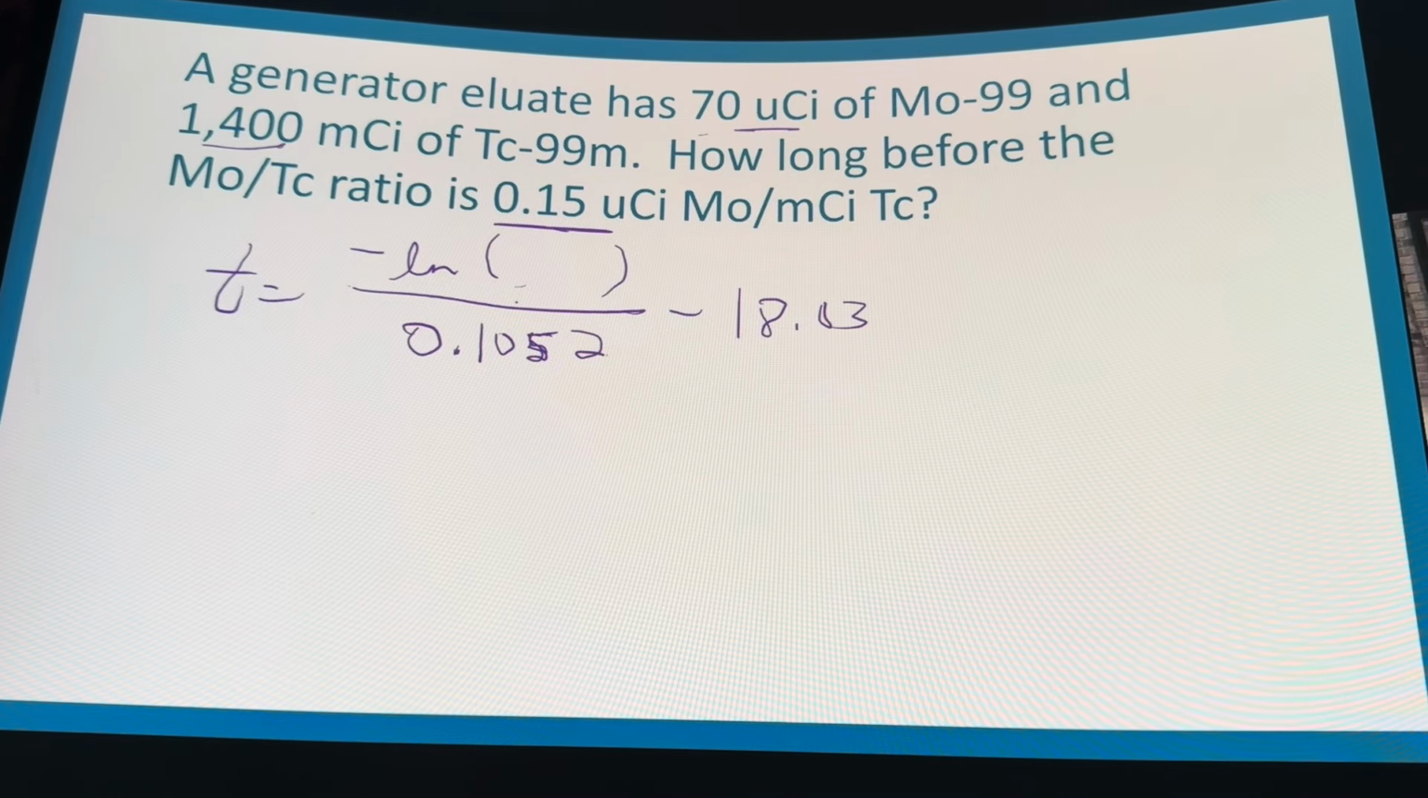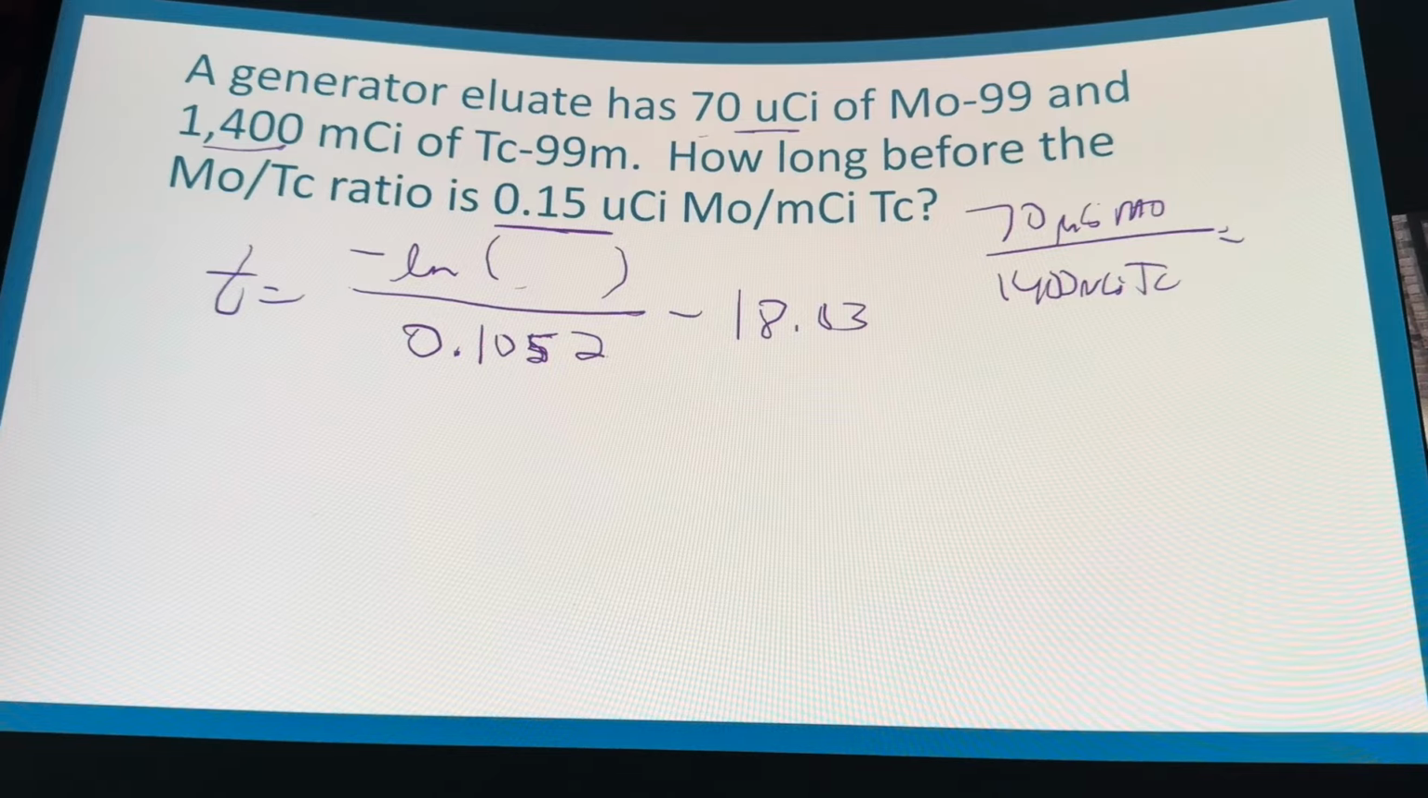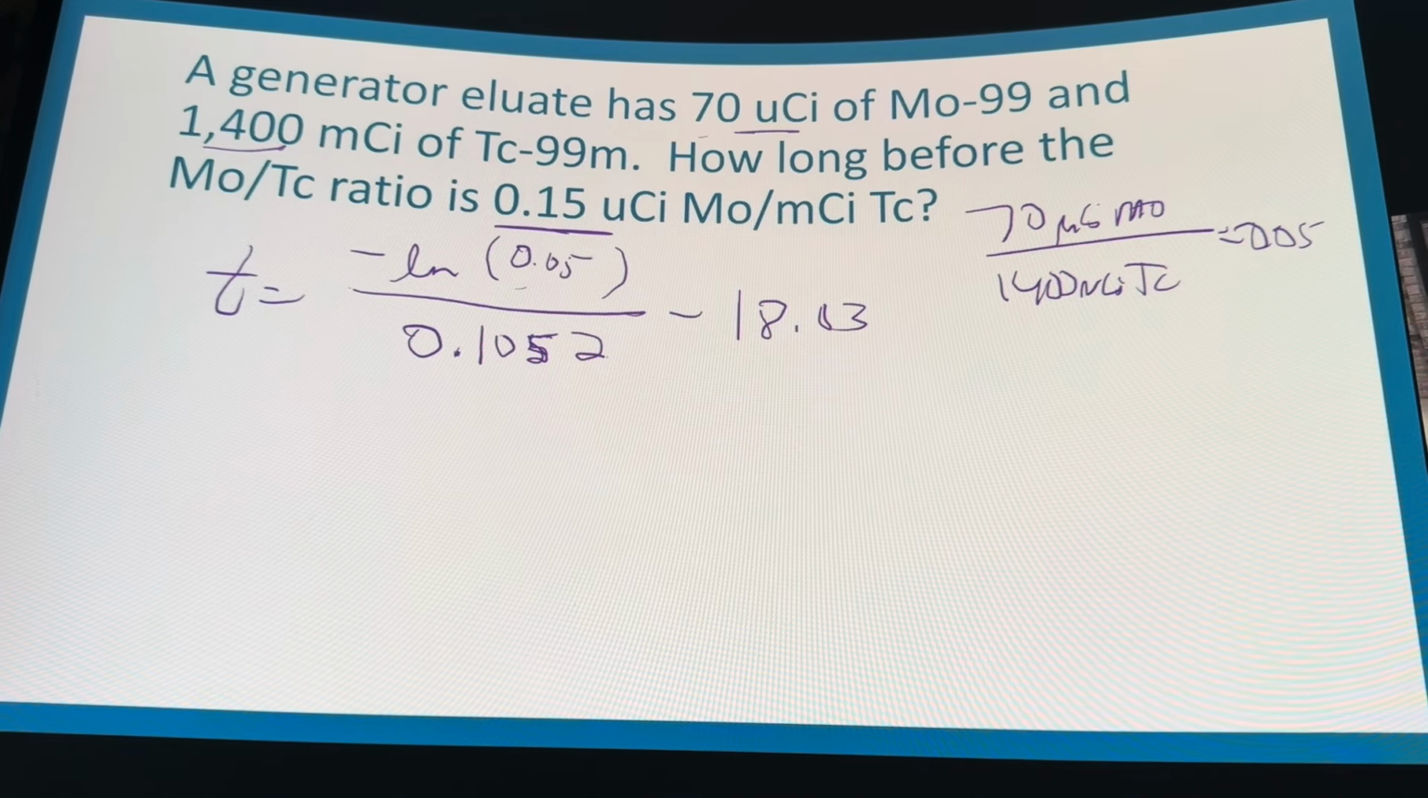Now, what goes in that parentheses? The parentheses is 70 microcuries of moly over 1,400 millicuries of tech. So we put that in our calculator, 70 divided by 1,400, and we have 0.05. So that's what goes in the parentheses, 0.05.